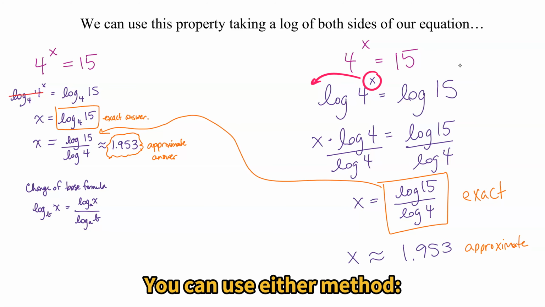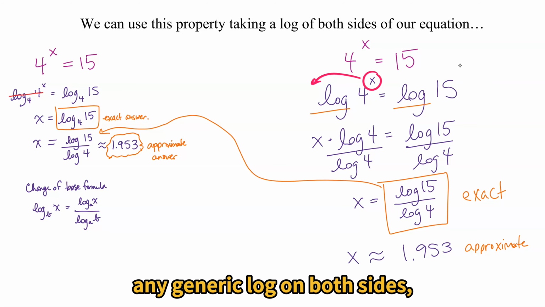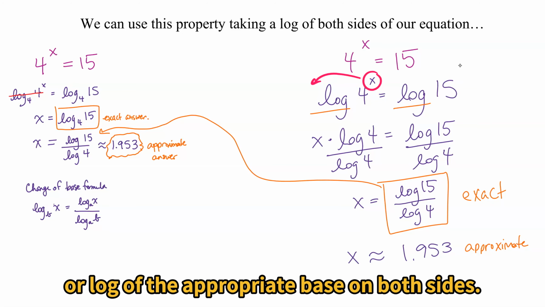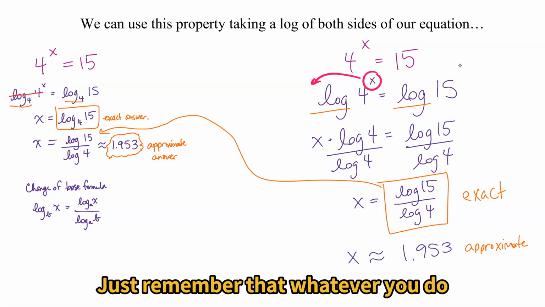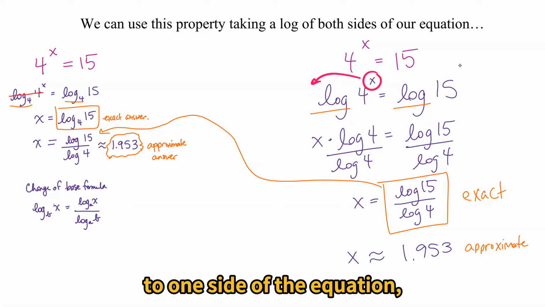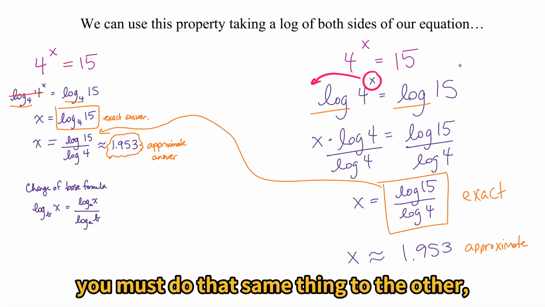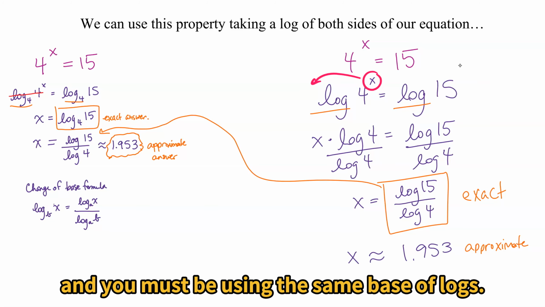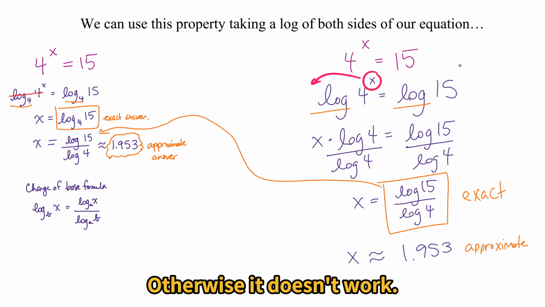You can use either method, any generic log on both sides, or log of the appropriate base on both sides. Just remember that whatever you do to one side of the equation, you must do that same thing to the other, and you must be using the same base of logs. Otherwise, it doesn't work.